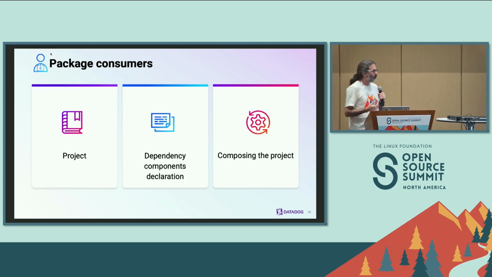Package consumers are building new projects that have dependencies. When they build these projects, they make some declarations that the package management tools will require to find the dependencies and to make the composition required to build the final project. They are the ones composing what you want to distribute.